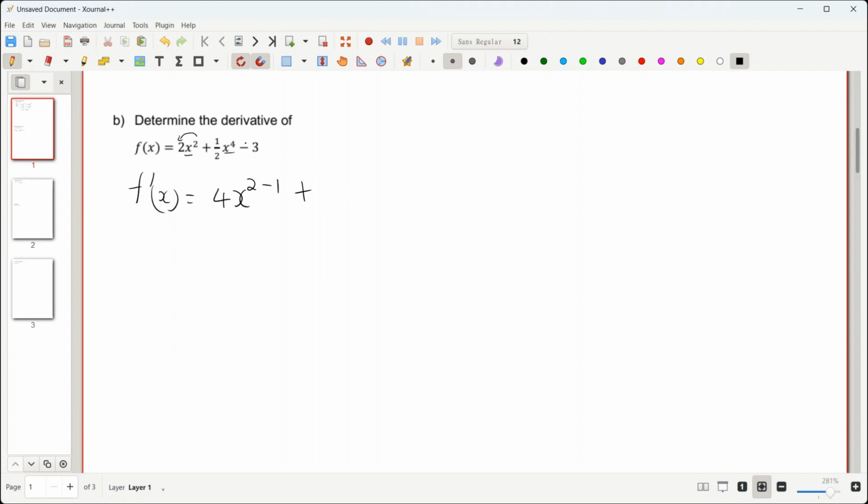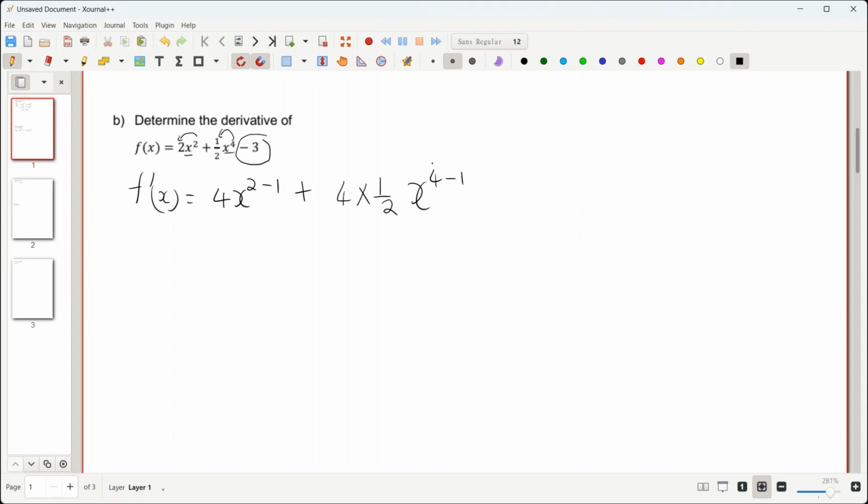With the next term here, you have x to the power 4 and a half. You take your exponent again, which is 4, and multiply it with the coefficient of x, which is a half. So you'll have 4 multiplied by a half, and each and every time, please remember to subtract 1. And for the last term, which is minus 3, the derivative will be 0.